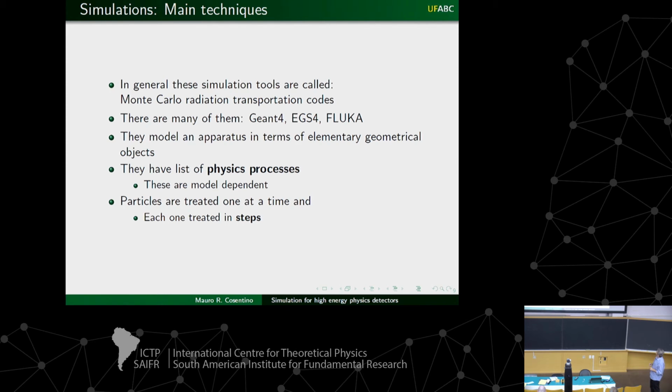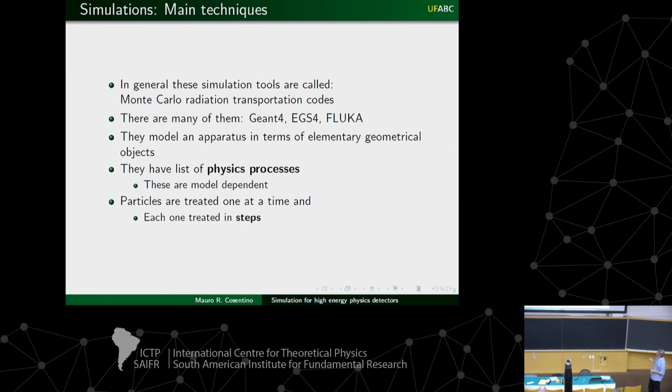So you have several, and they are basically called the Monte Carlo radiation transport codes. You can choose the one that fits best for your experiment or for your own experience with coding or whatever you do. But they all rely on basically the same kind of procedures, the same techniques. They all model an apparatus in terms of elementary geometrical objects. So you make a big thing made out of various small elements.